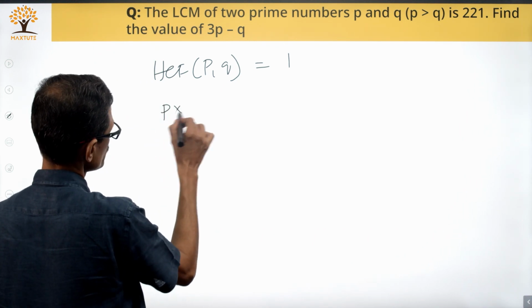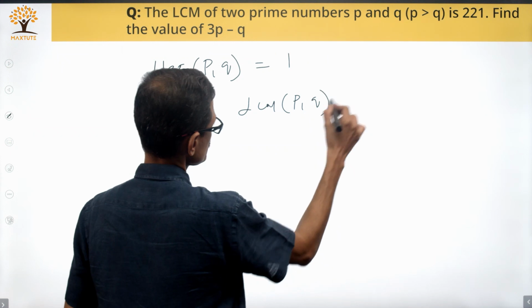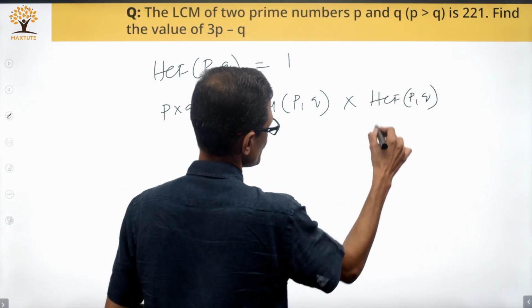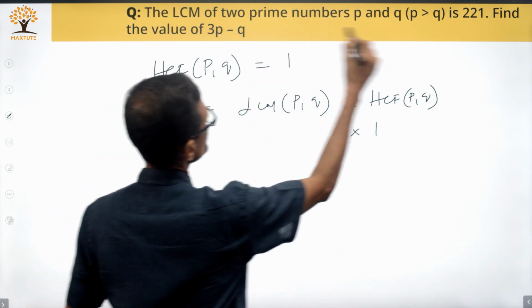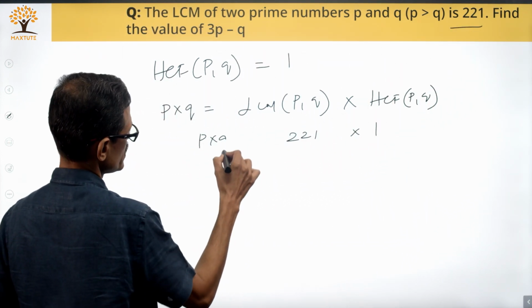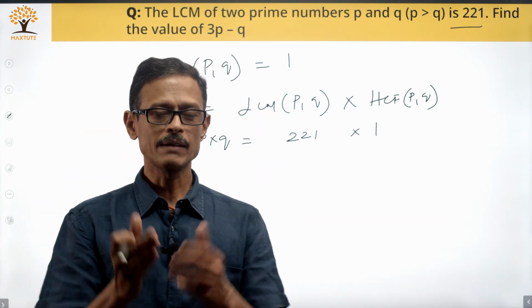So p times q will be equal to the LCM of p and q times the HCF of p and q. We know the HCF of p and q is equal to 1. The LCM of p and q is 221, given in the question. So the product of these two prime numbers is equal to 221. The product of two prime numbers is 221.